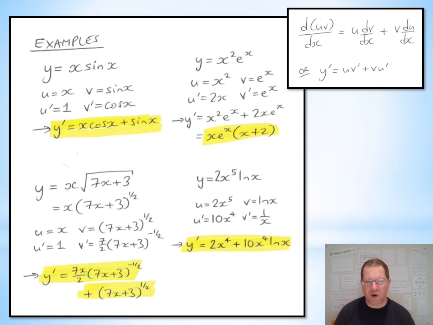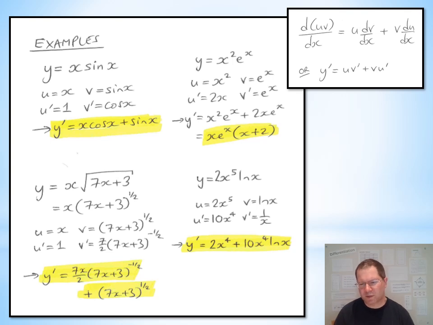Top right, we've got y equals x squared e to the x. So if we let u equal x squared and v equal e to the x, then u dash equals 2x and v dash equals e to the x. So uv dash will be x squared times e to the x. v u dash will be e to the x times 2x, which we would write as 2x e to the x. So we've got x squared e to the x plus 2x e to the x.